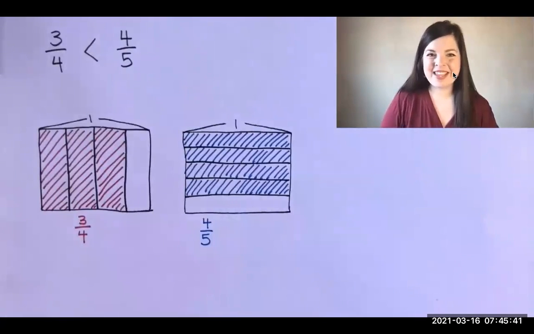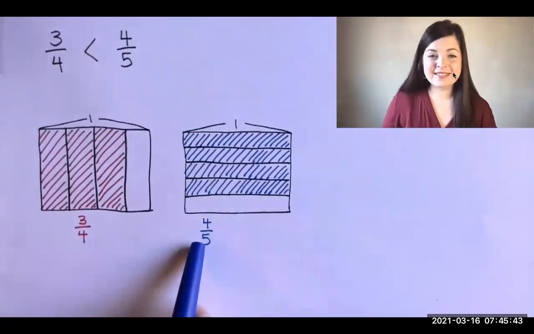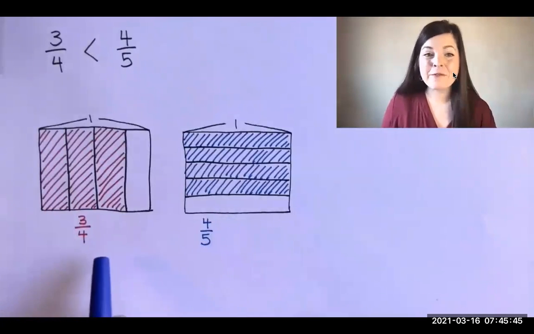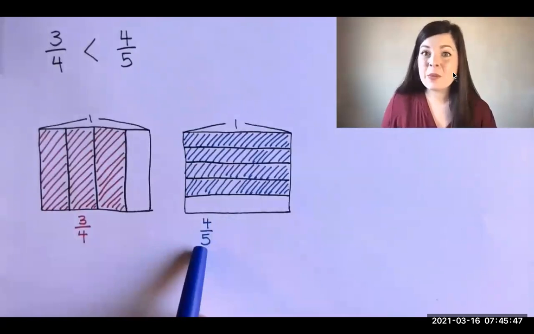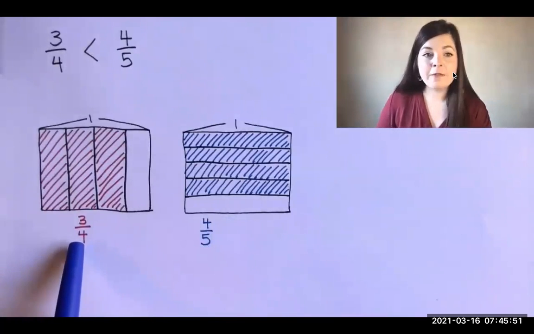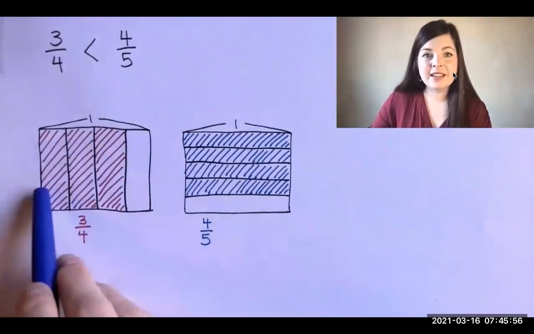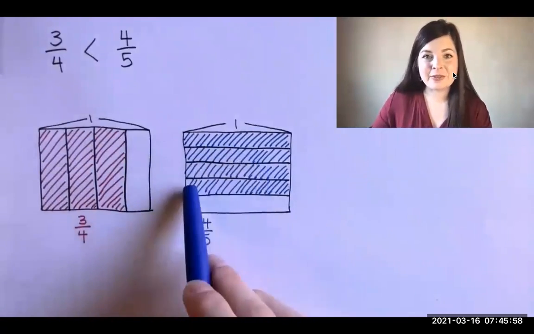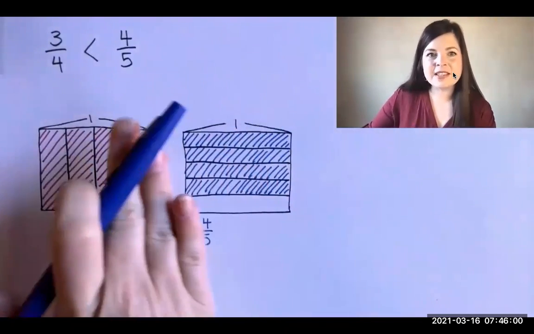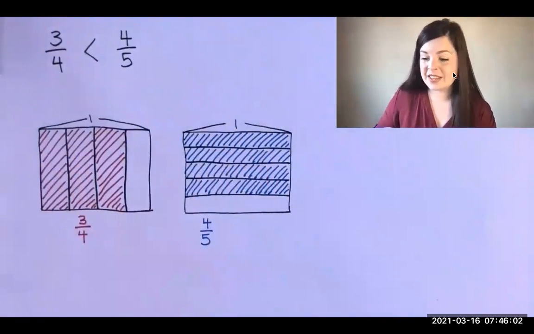Welcome back. Now, do we have like units? No, we don't. We have fourths and we have fifths, but we can make like units, like this. We'll partition our fourths into 5 equal parts horizontally, just like we can see in this area model. It's kind of like we're going to overlay this area model on top of this one.